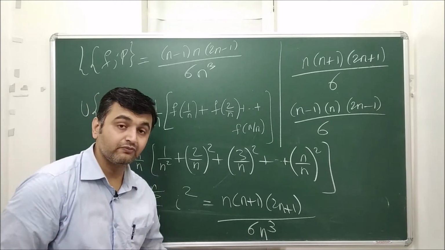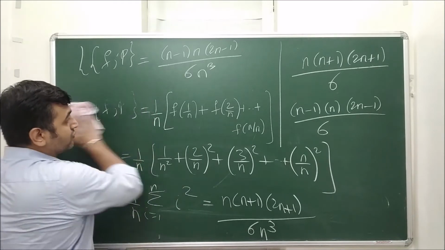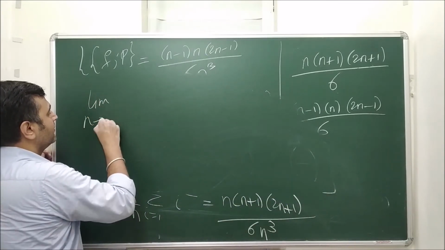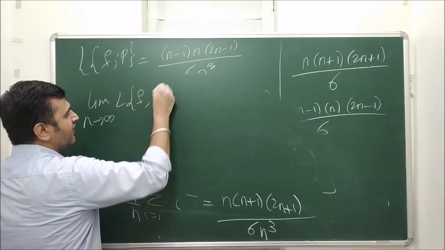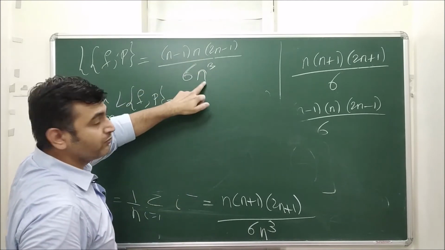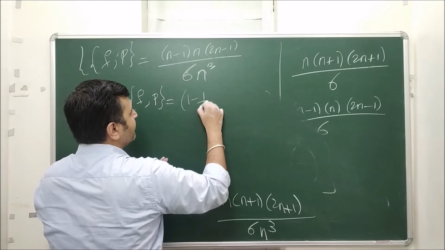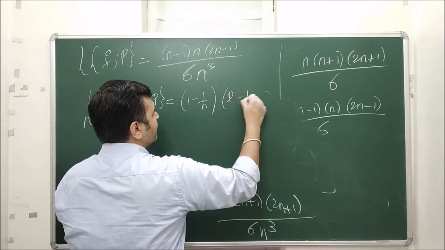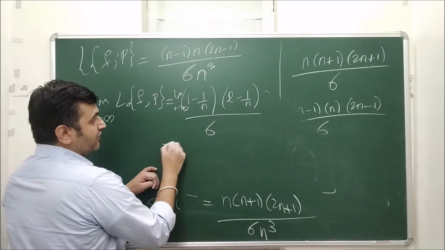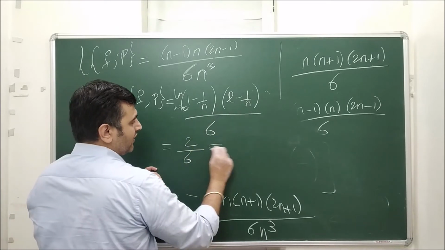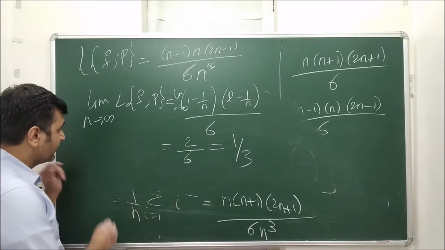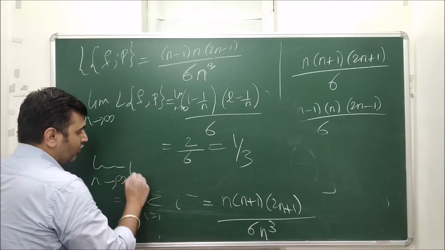Now once you have upper and lower sum, what do you do? You take the limiting case. So what is the limit as n goes to infinity of LFP? This we have already studied. You take out n outside from here, n outside from here, so n cube will get cancelled. I have (1 minus 1 by n), (2 minus 1 by n) upon 6, and here I have the limit as n goes to infinity. What is this? This is 2 by 6, because this is 0, this is 0. Answer is 1 by 3. So the limiting case of LFP is 1 by 3. Same thing, you take the limit as n goes to infinity of UFP.